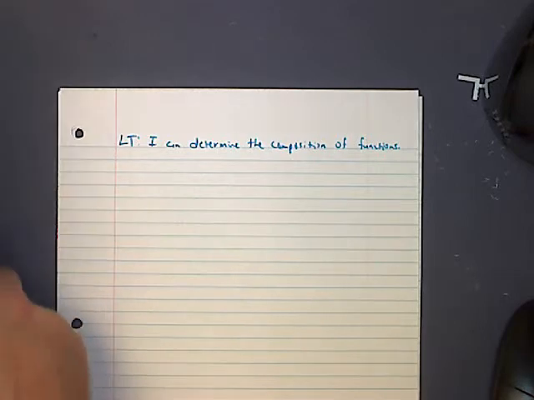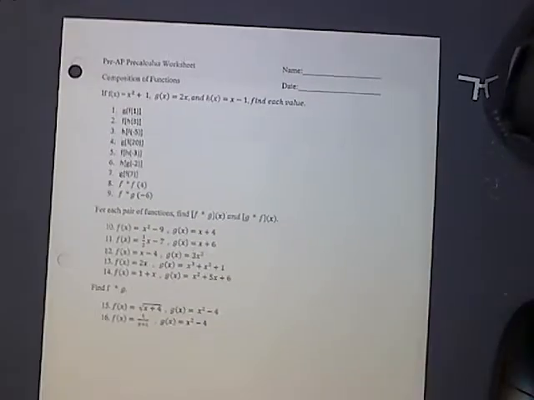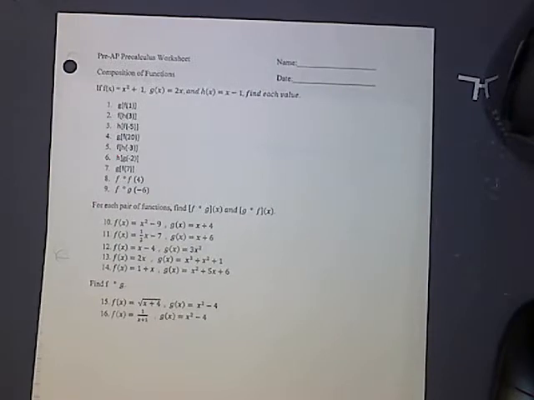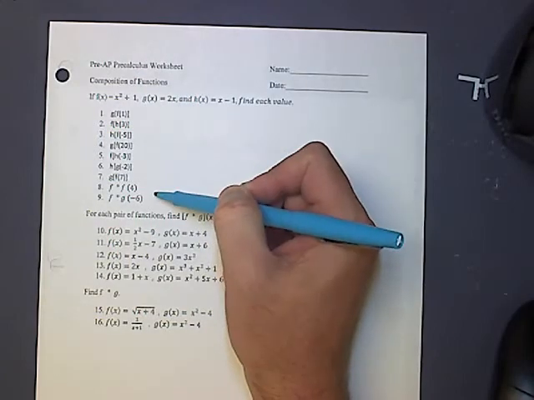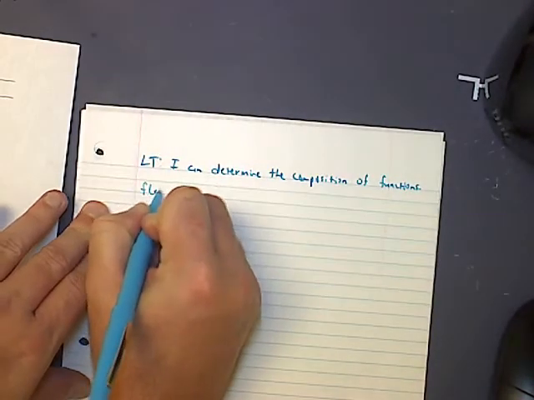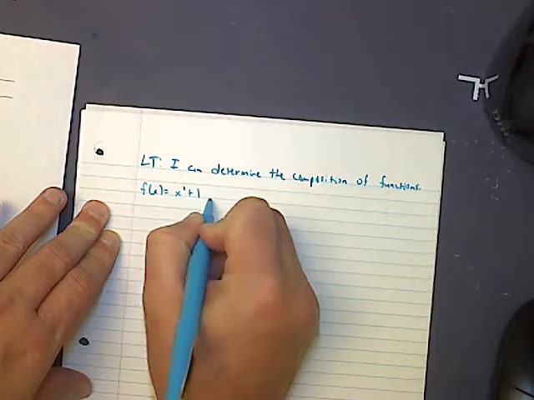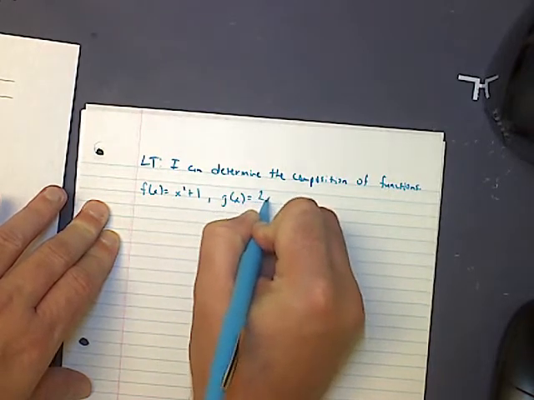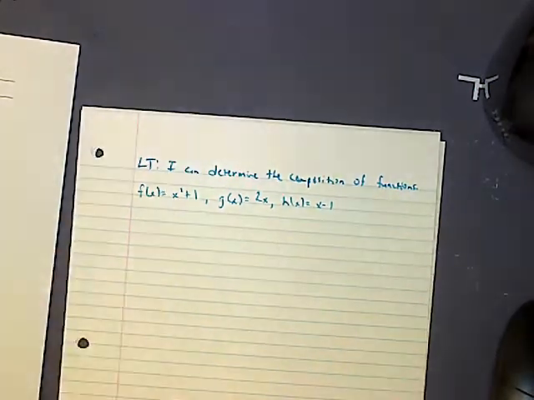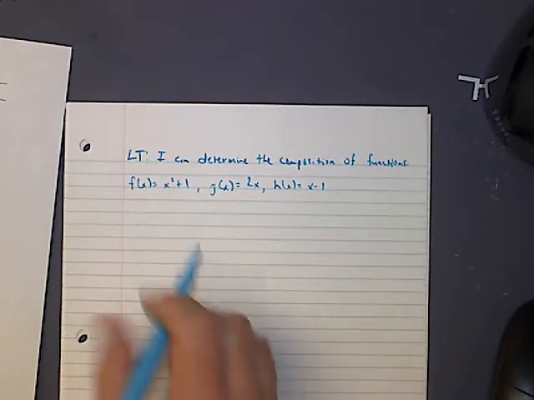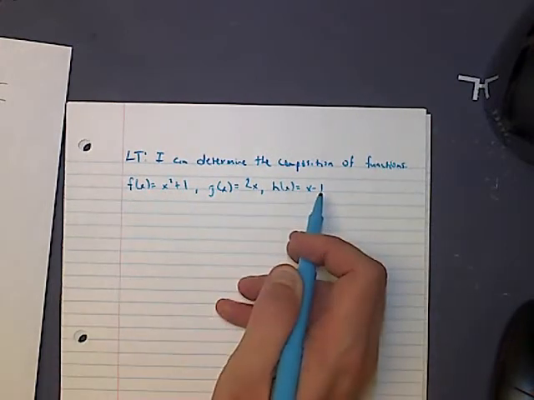All right, so I am looking at page 69. You have 1 through 15 odd, and that's what we're going to do right now. So I'm going to look at 1 through 9 odd. I'm going to go ahead and write the directions. It says if f of x equals x squared plus 1, g of x equals 2x, and h of x equals x minus 1. Those are the functions I'm using to evaluate these compositions. So I got the f function, the g function, and the h function.